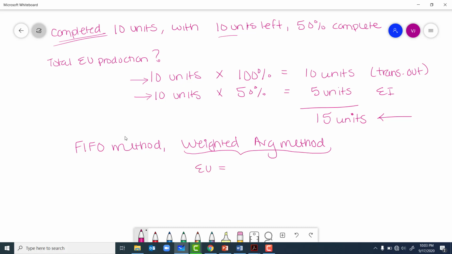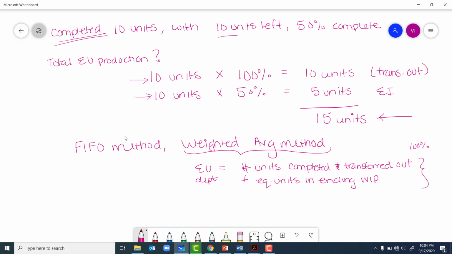So the equivalent units of a department are calculated by taking the number of units completed and transferred out of the department, meaning they're done. So number of units completed and transferred out, those are 100% complete, by the way. And to that, we add the equivalent units in ending work in process inventory. So that's exactly what we did above, and that's how we do it with the weighted average method.